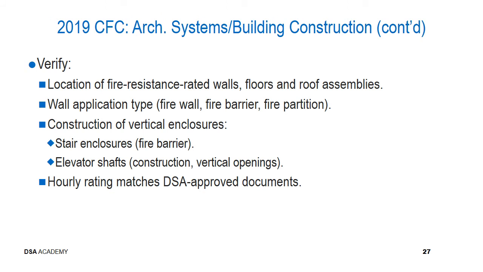Fire resistance rated elements are important, and it is important that they be constructed and protected appropriately. The project inspector must verify that the location of fire resistance rated walls, floors, and roof assemblies are as indicated on the plans, that the wall application type is correct: firewalls where required, fire barriers where required, and fire partitions. Also the construction of the vertical enclosures, such as stair enclosures, fire barrier walls, and elevator shafts, and the vertical opening protection.